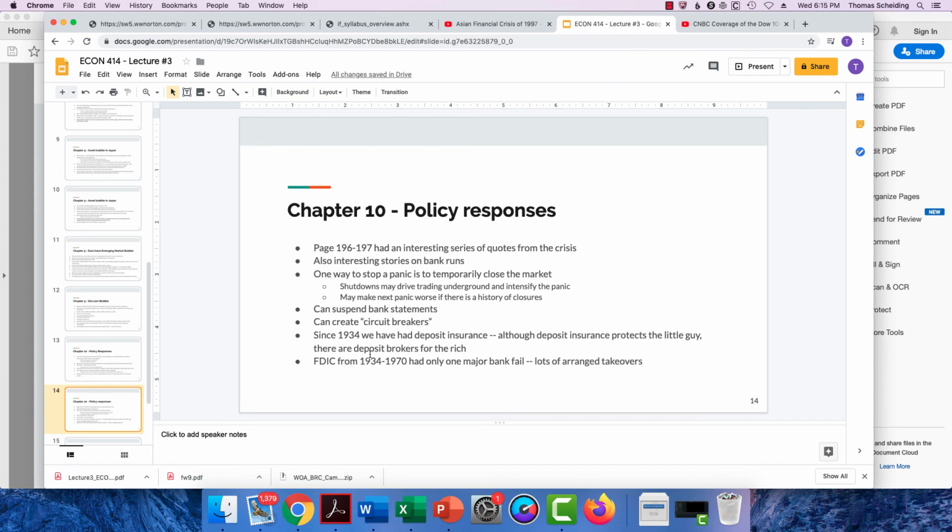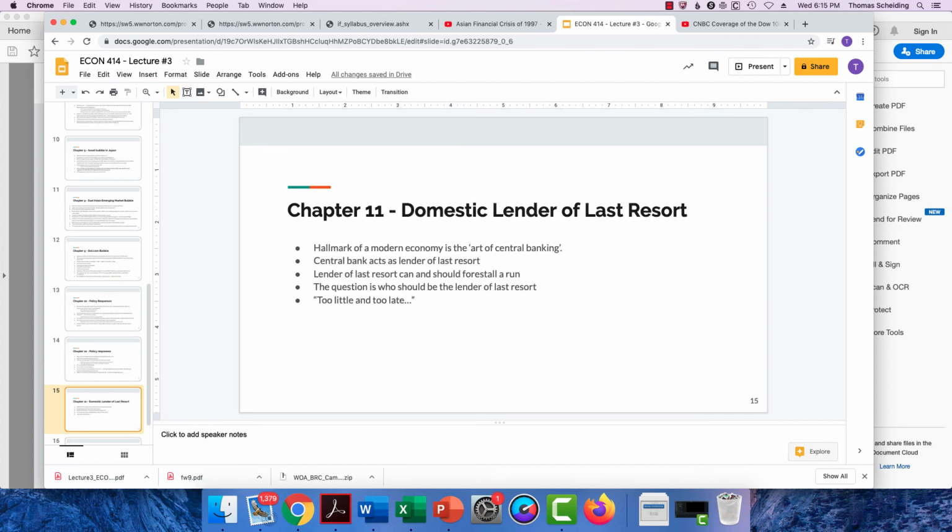And then in the United States, we obviously have the Federal Deposit Insurance Corporation, the FDIC, and we don't see a lot of examples of banks failing. In fact, we really only have one example of a major bank failing between 1934 and 1970. But then things really start to change after that. And that's what takes us to Chapter 11.